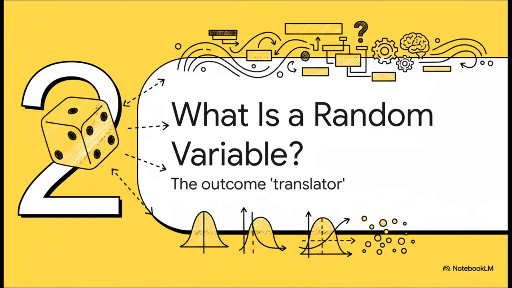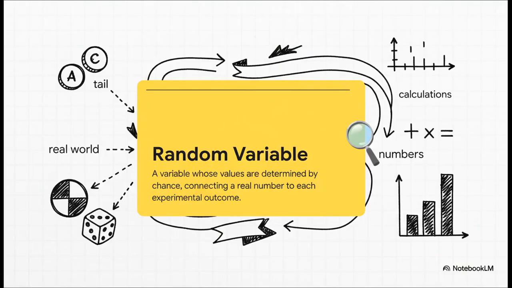Okay, so we've got our basic language down. Now let's meet the real hero of this story, the tool that makes all this math possible. I'm talking about the random variable. So what is this thing? Honestly, the best way to think about it is as a translator. Its one and only job is to look at the outcomes of our experiment, things like heads or tails, and assign a specific number to each one. It's the bridge that connects the messy real world to the clean world of numbers.